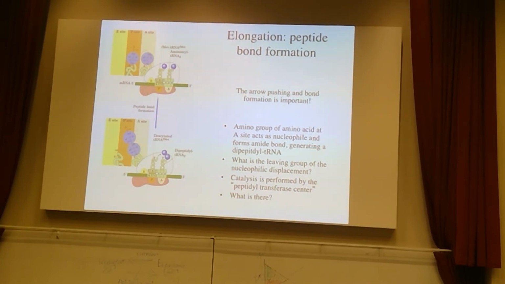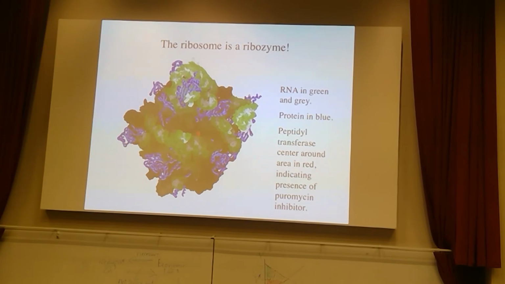A ribozyme? Yeah. It's a ribozyme. In other words, what is at the catalytic center? RNA. So here's a really nice view of the ribosome in which the protein is shown in blue and RNA is shown in green and in gray.